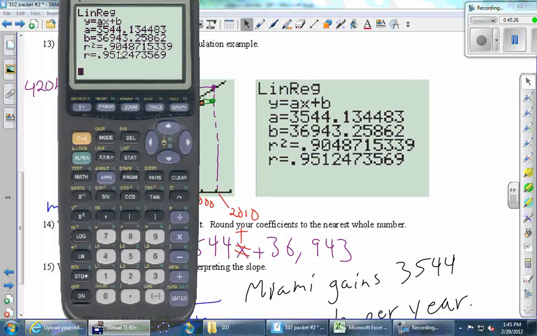But first, let's help out the folks who don't have the R's. If you have the R's, you don't need to do this, but if you don't have the R's, hit the yellow button in the top left, the second button, and then right above the 0 is the word catalog. That is what we want. Hit the 0.